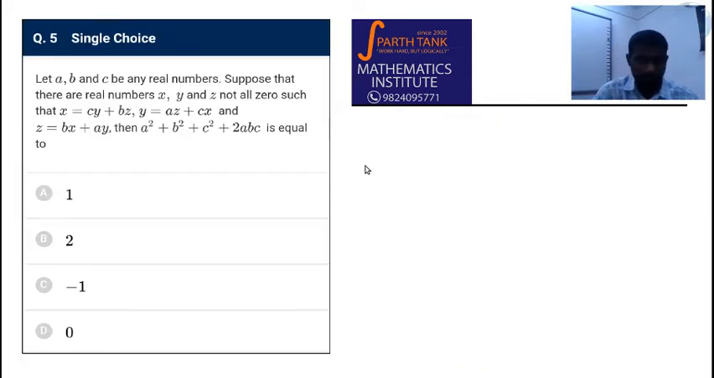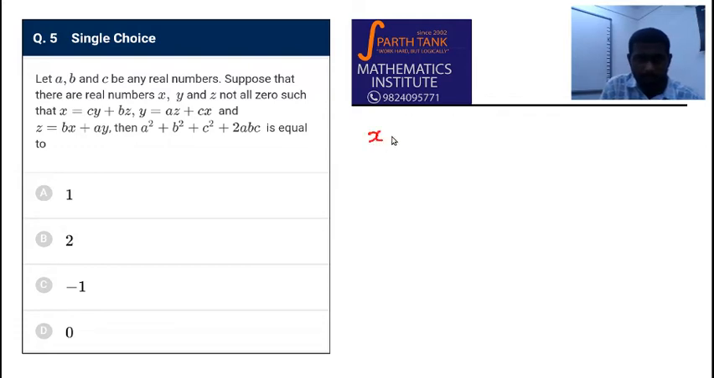Question number 5. A, B, C be any real numbers. Suppose that there are real numbers x, y, z, not all 0, such that x is cy plus bz, y is az plus cx, and z is bx plus ay. Then a square plus b square plus c square plus 2abc is equal to. Now what they have given us here can be written as some linear equations. This is a problem based on the consistency of linear equations.